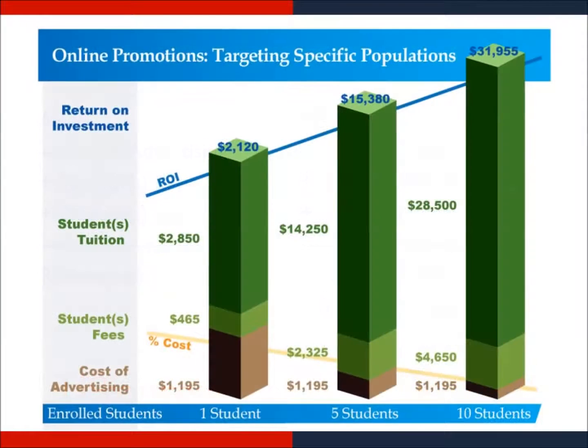Here's another way to look at it. This bar graph shows how the cost of advertising remains the same over the course of the annual campaign. It's a one-time investment. Over time, the returns increase exponentially as more students are enrolled as a result of the online promotion. So as a percentage in the big picture, that original cost of advertising is just a small fraction of the total revenue generated by that particular initiative.